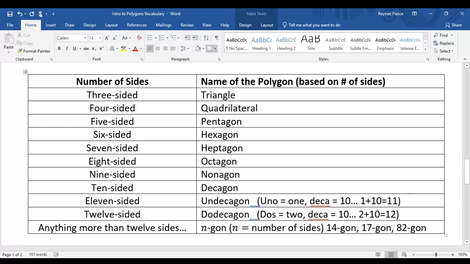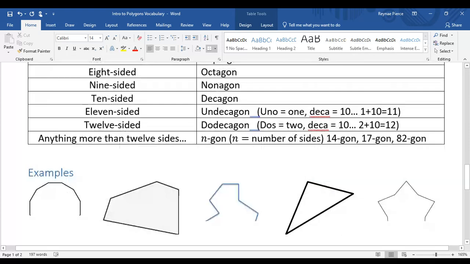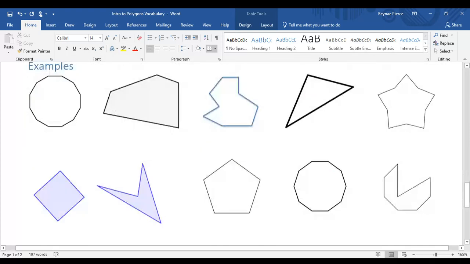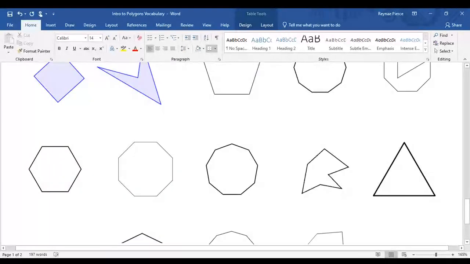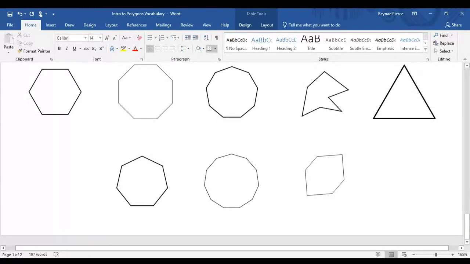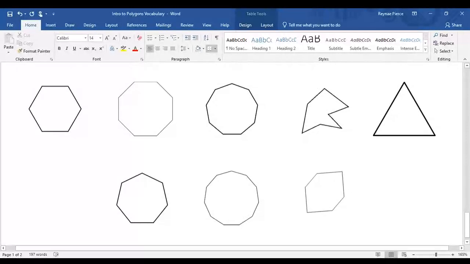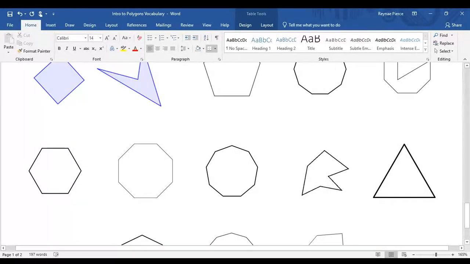So I want you to go ahead and, in each of these examples down here, count the number of sides that these polygons have. Some are convex, some are concave, okay? But that doesn't mean that they aren't polygons, okay? And I want you to go ahead and practice naming those polygons based on the number of sides they have, okay? And we'll talk about those examples in class next time I see you.